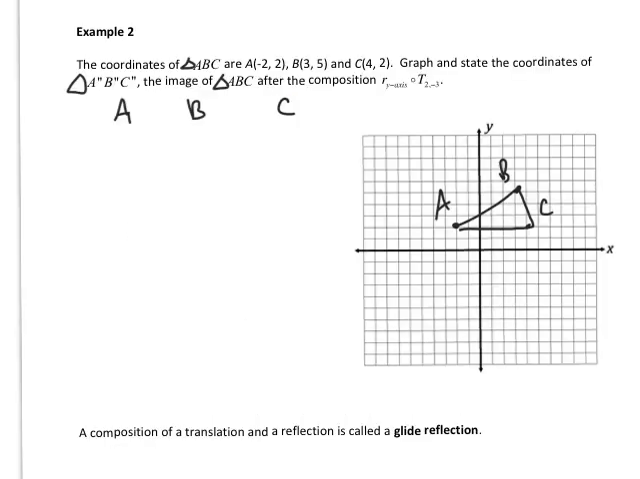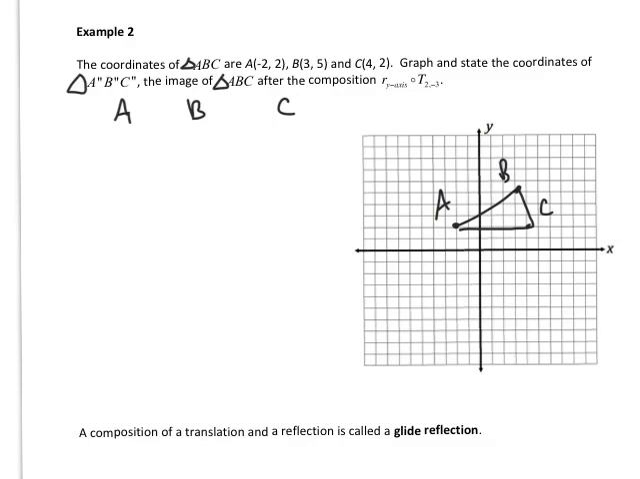So now we're going to do this on a coordinate grid. The coordinates of triangle ABC are shown, and I've already plotted the points and drawn the triangle there. We're going to graph and state the coordinates of A double prime, B double prime, C double prime after the composition of this right here. So again, we have to work right to left. The first thing we're doing is the translation and then the reflection.